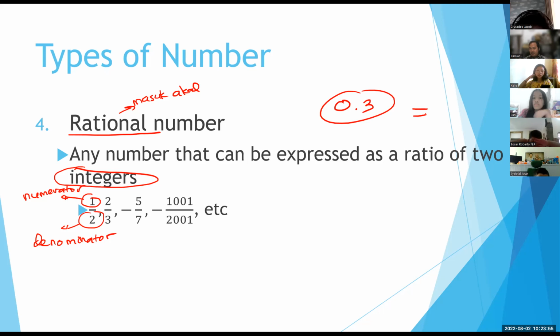Silakan, siapa yang sudah? Udah. Ya, silakan. Berapa? Bukan, belum, sabar.